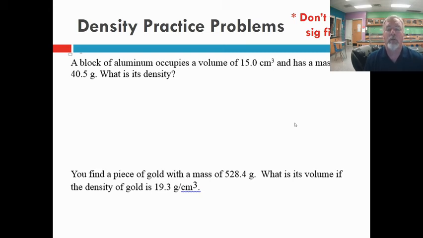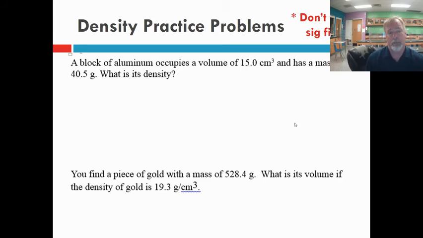I want you to focus on sig figs too. Remember, we learned sig figs last week. So let's start with this. A block of aluminum occupies a volume of 15 cubic centimeters. So it's a block of a solid, right? So we're going to measure that volume in cubic centimeters. And it has a mass of 40.5 grams.